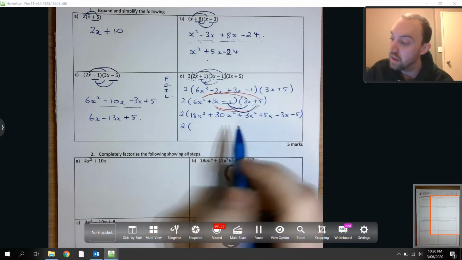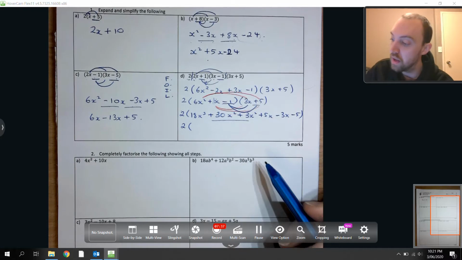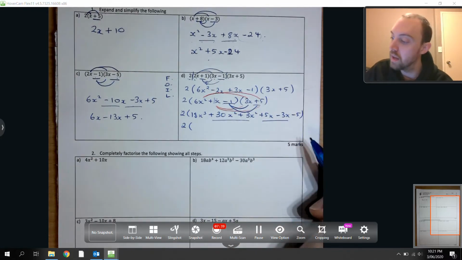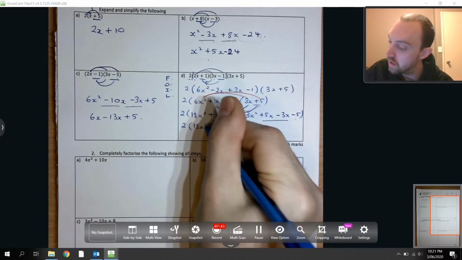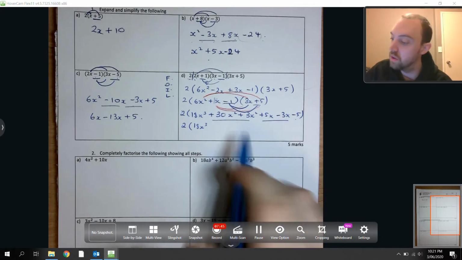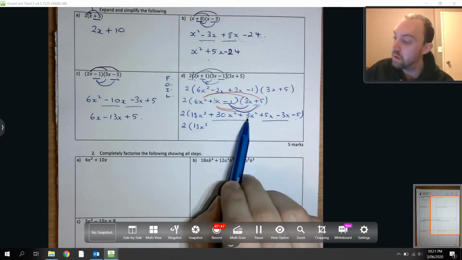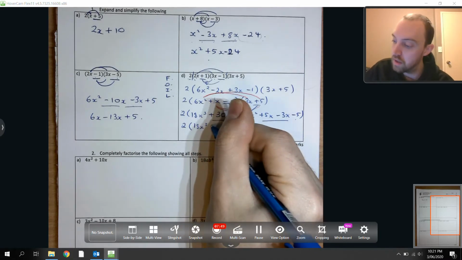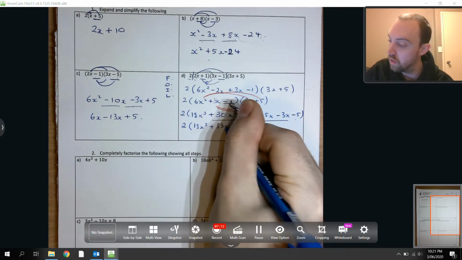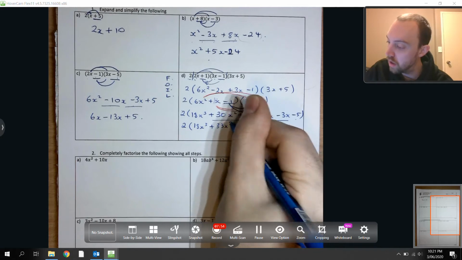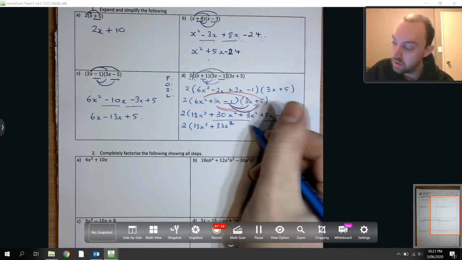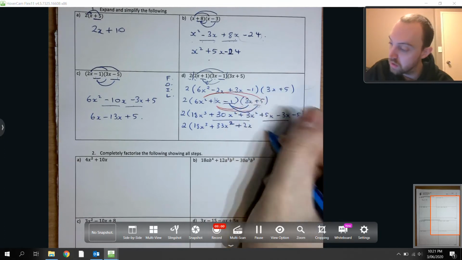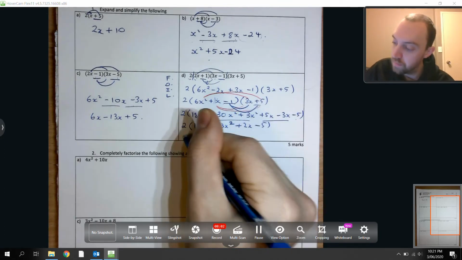Okay? There's my x squared terms, there's my x terms, and I've got a constant out the side. So 18x cubed, no other x cubes. 30 plus 3x squared makes positive 33x squared. Positive 5, negative 3x makes positive 2x. Take 5.